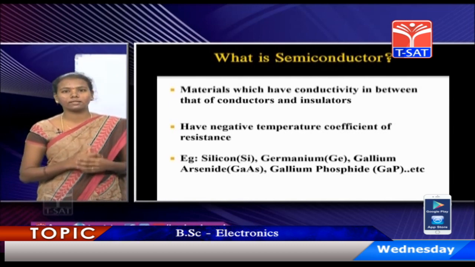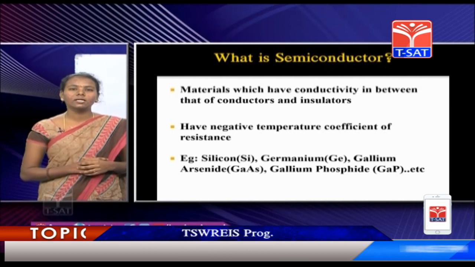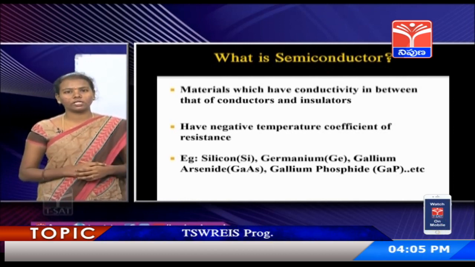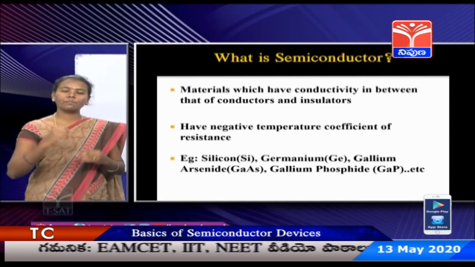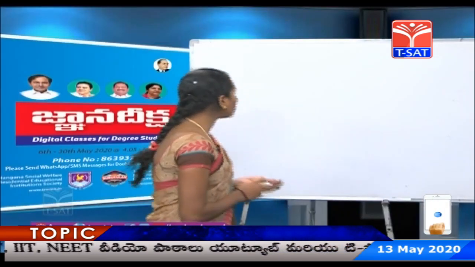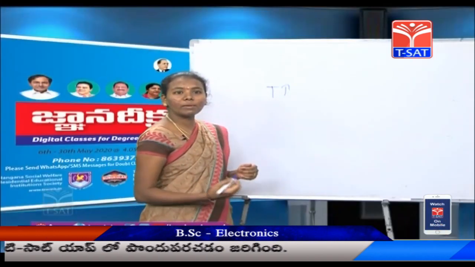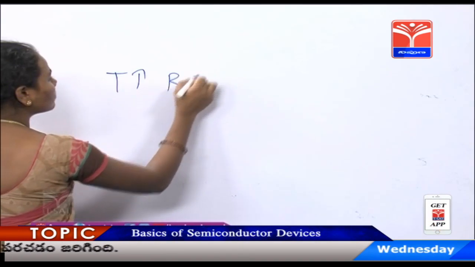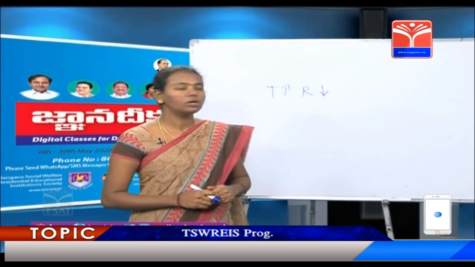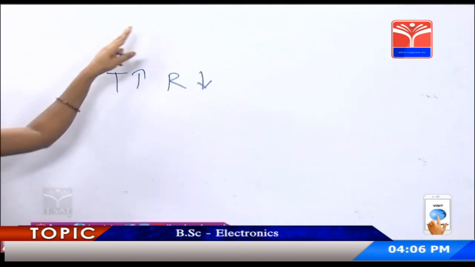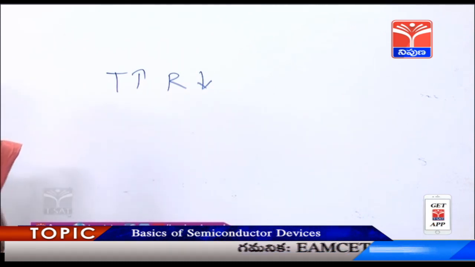and all the inert gases, which have 8 valence electrons, are insulators. One property of a semiconductor is that it has a negative temperature coefficient of resistance. That means if temperature increases, the resistance of the semiconductor decreases. This is called negative temperature coefficient of resistance. As temperature increases, resistance decreases. This is one of the properties of a semiconductor.